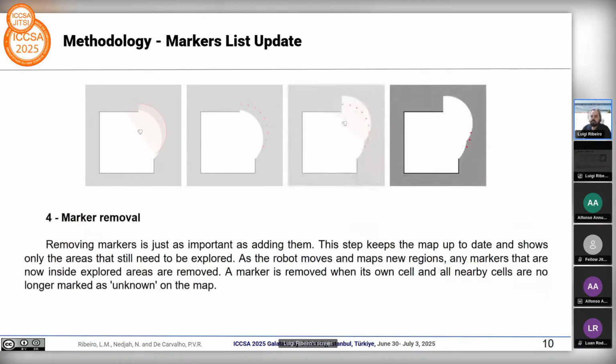In step 4, mark removal. Removing marks is just as important as adding them. This step keeps the map up to date and shows only the areas that still need to be explored. As the robot moves and maps new regions, any marks that are now inside explored areas are removed. A marker is removed when its cell and all nearby cells are no longer marked as unknown on the map.